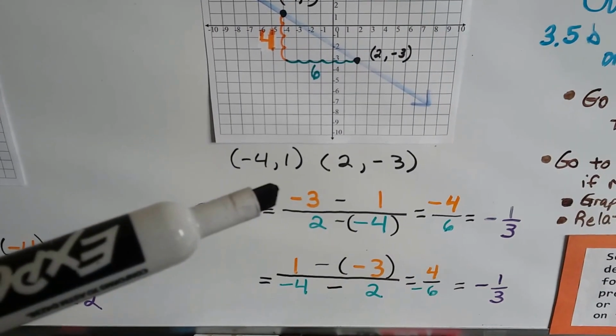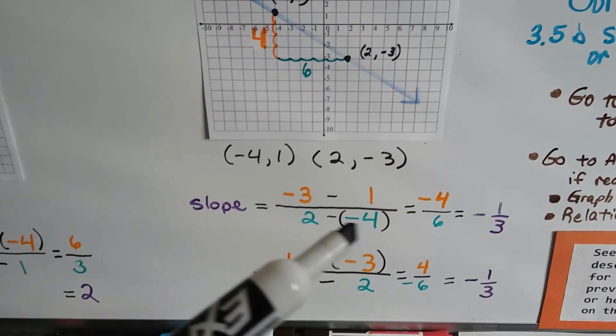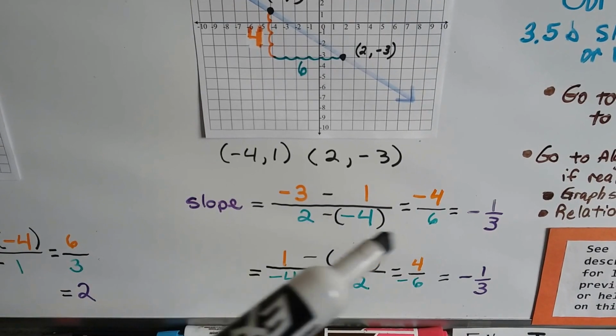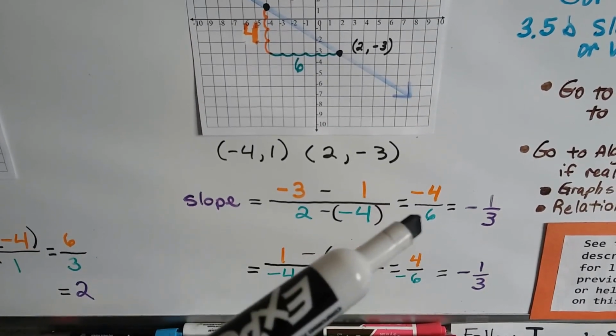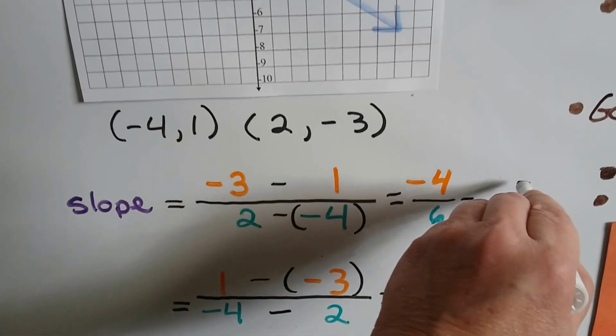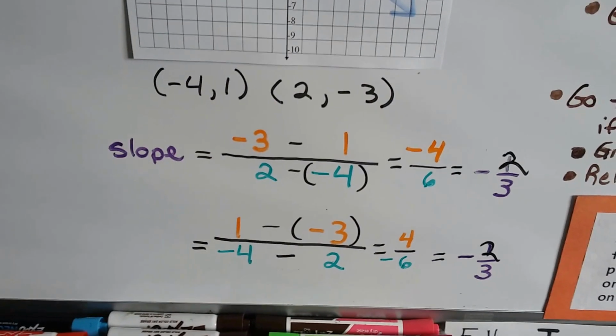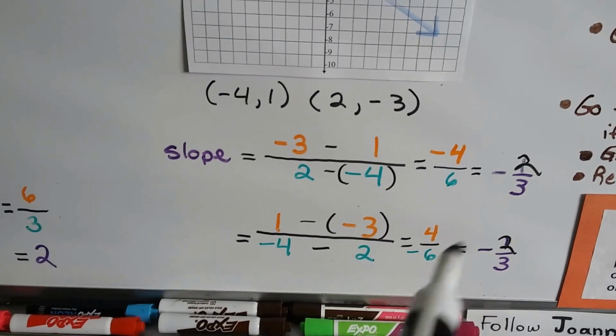We do our math, and -3 minus 1 is a -4, and 2 minus a -4, when we're subtracting a negative, we add the opposite, so we get a 6. -4 over 6 is, whoops, it's supposed to be a -2/3, isn't it? They're both supposed to be -2/3. Sorry about that. So we get a -2/3 slope.